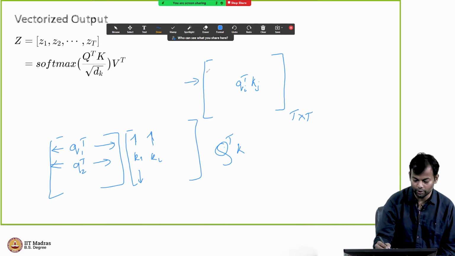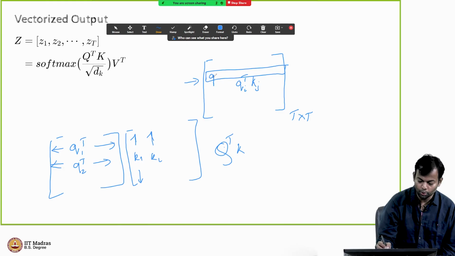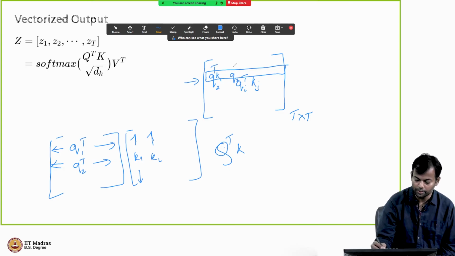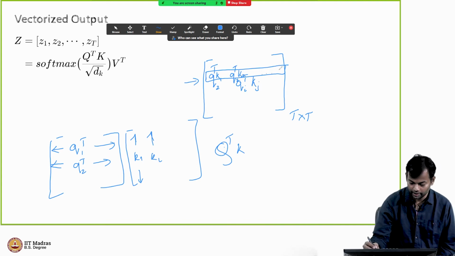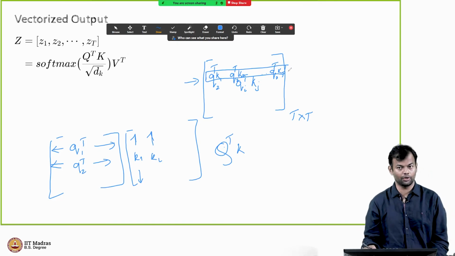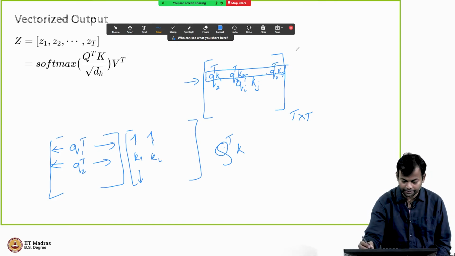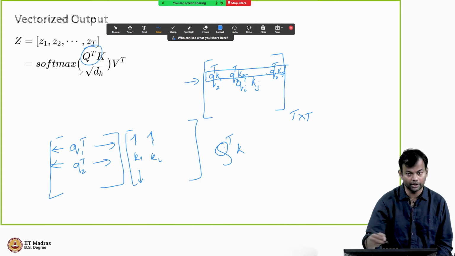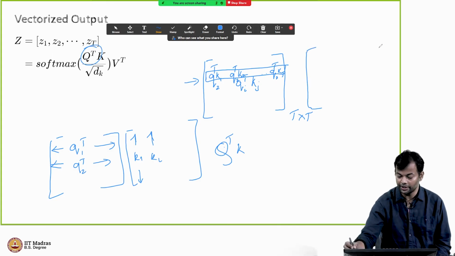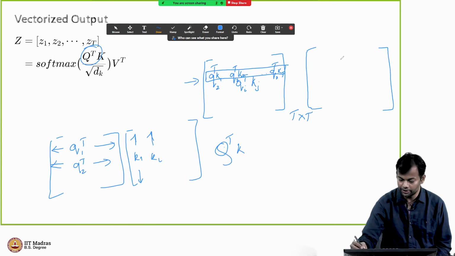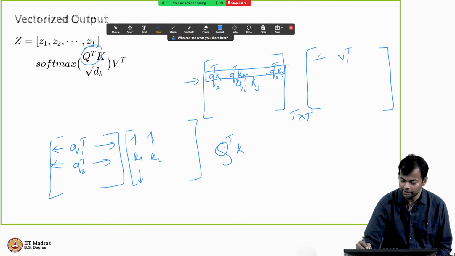And in particular, if I were to look at the second row of this matrix, it is going to be Q2 transpose K1, Q2 transpose K2, and so on up to Q2 transpose Kt, right? That's what the second row is going to look like. And now this Q transpose K matrix is going to get multiplied by V transpose, right? So then this would have V1 here, V2 here, and so on, right?